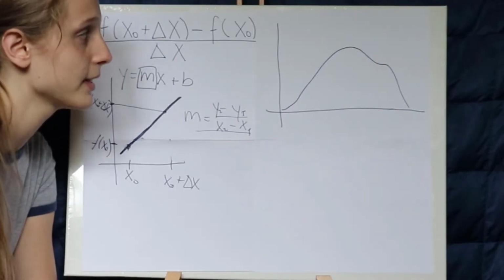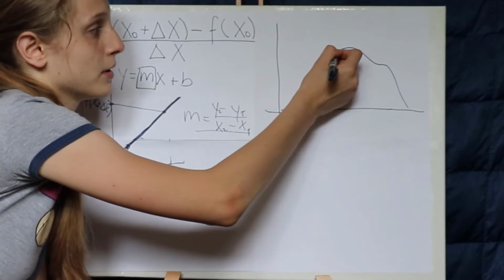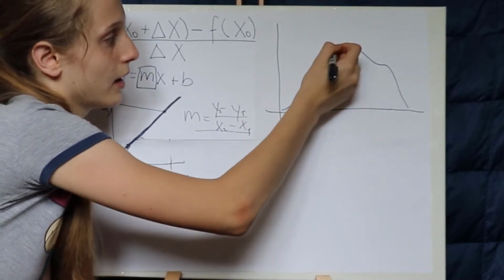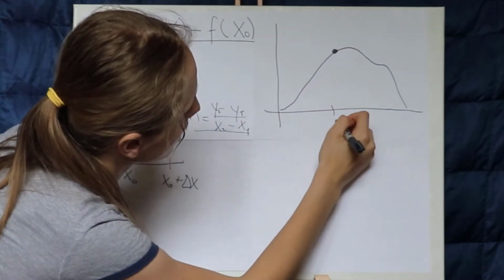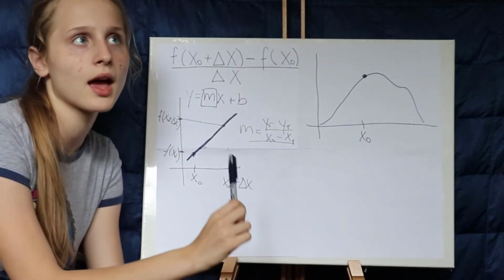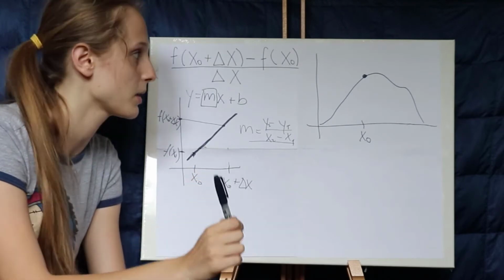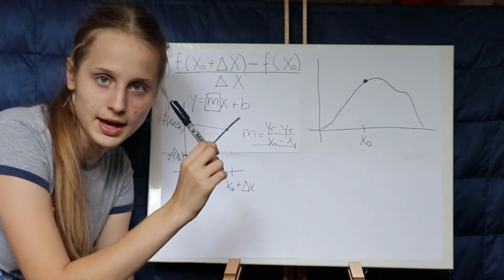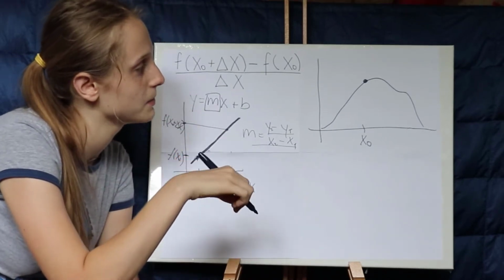Let's say I wanted to find the speed of the car at this point, right here. And I'll call it x sub 0. X sub 0 means that the point is fixed and it's not moving anywhere. So what is the other point I'll take to find the average speed?